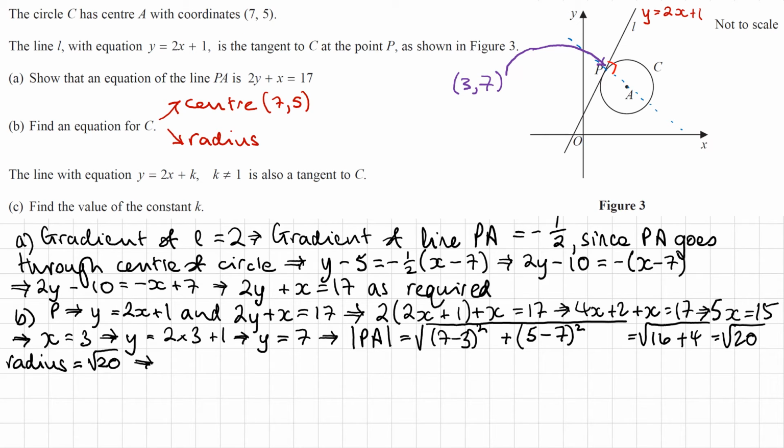So this is going to be x minus 7 all squared plus y minus 5 all squared is equal to the radius squared, and the radius squared is going to be the square root of 20 squared, which is 20. So that gives me the equation of the circle.